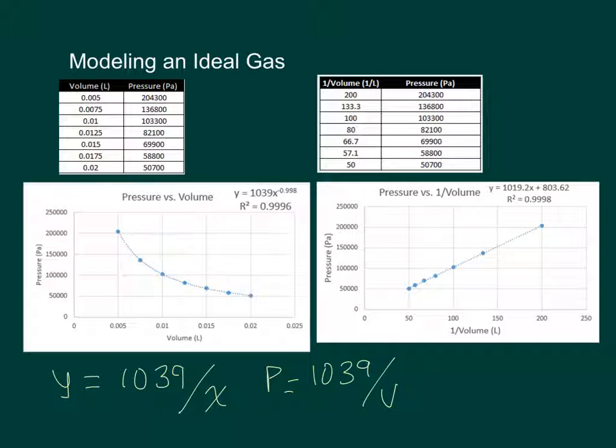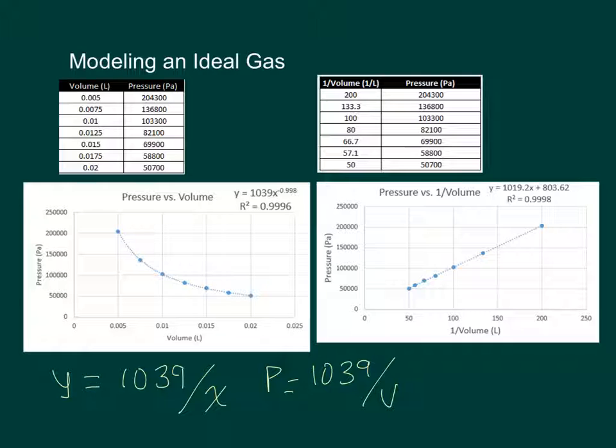volume. Now the significance of that 1039 may or may not be useful, because we have pascals versus liters, and commonly for us in physics, the volume is going to be in cubic meters instead. So the significance of that number may not be useful.